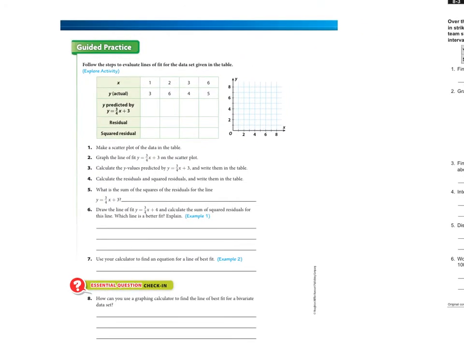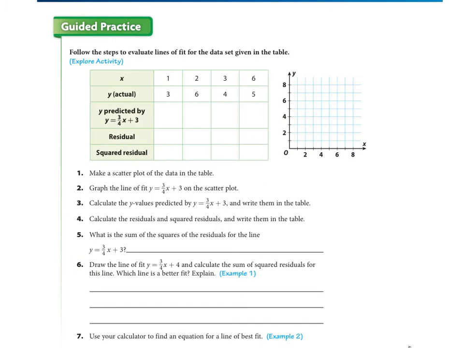So let's head back here to where we are. First one says, follow the steps to evaluate the line of fit for the data given in the table. So we've got all of our data that's given here, X and Y. Then we've got it predicted by this, and it just wants us to do a couple things. Well, we can just do all this together. If you want to pause this, you can.